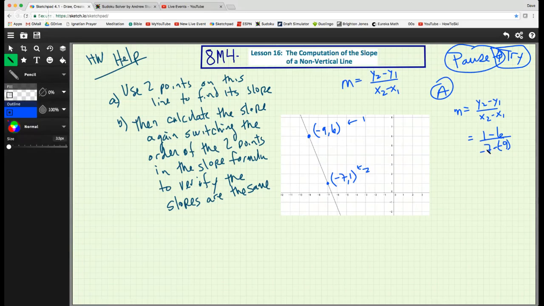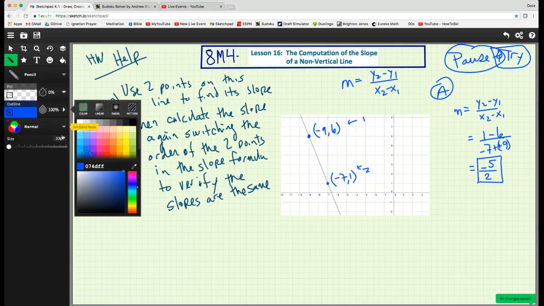Now, before we go too far, I know that this slope is going down. So I am expecting that my answer is going to be negative. My slope better be negative. If it's not negative, I've done this wrong. So 1 minus 6 is equal to -5. And -7 minus -9 is -7 plus 9. So that's -5 over 2, which is -5/2.